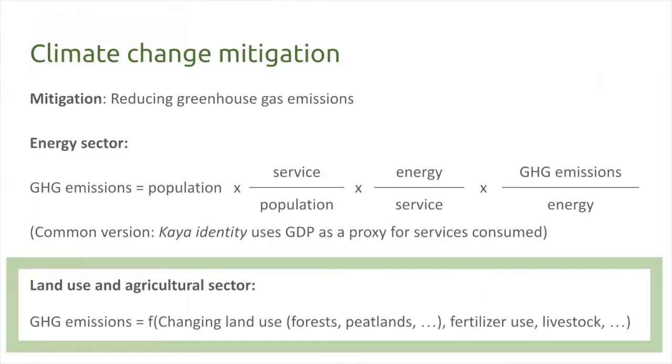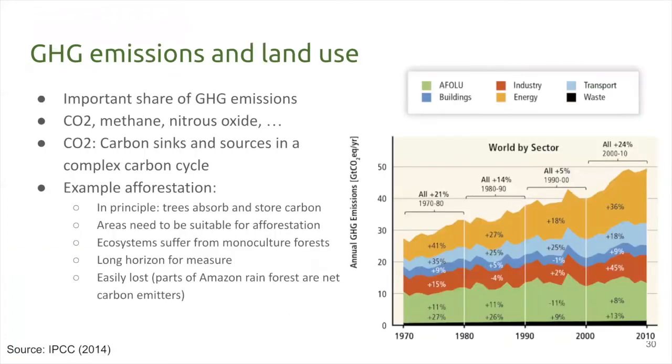So let's dive quickly into land use and the agricultural sector. The agricultural sector and the land use sectors actually have an important share of greenhouse gas emissions. So in the plot on the right, you see the total global greenhouse gas emissions, and the green share is attributable to the agricultural, land use, and forestry sectors. And here CO2 actually plays an important role, but also other greenhouse gases such as methane and nitrous oxide.